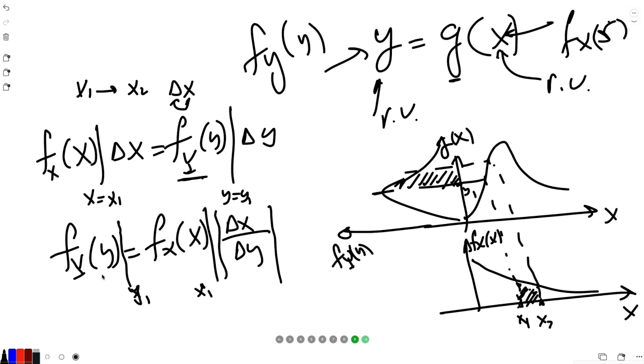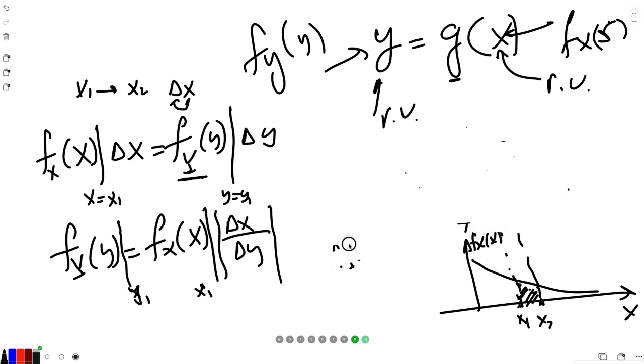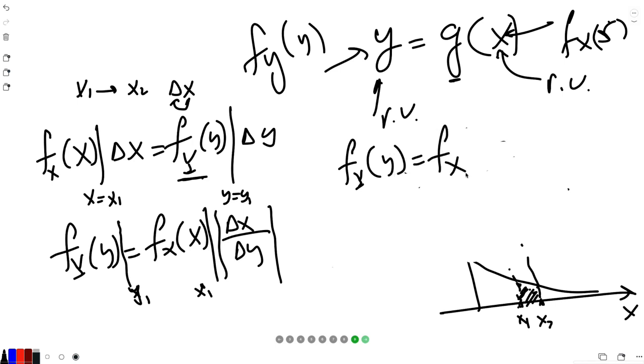Okay, and in general, when delta x goes to 0, then we can have this. Let me erase this part to write it here. Now, when delta x goes to 0, this can be represented in the general way as f_Y of y equal to f_X times dx over dy, absolute value.